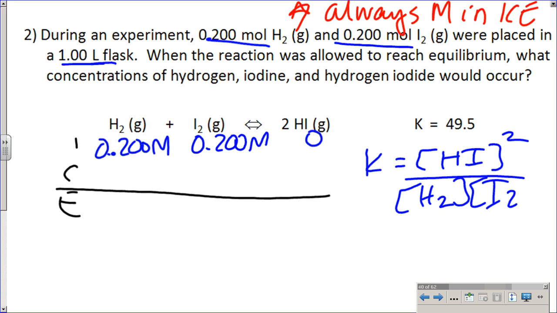There you go. And I ask you to do that early because once you start getting into the icebox, you'll forget to write this, and if you do it really quickly, you'll forget the square. Just trying to protect you from yourself. All right, so we have our K expression set up.